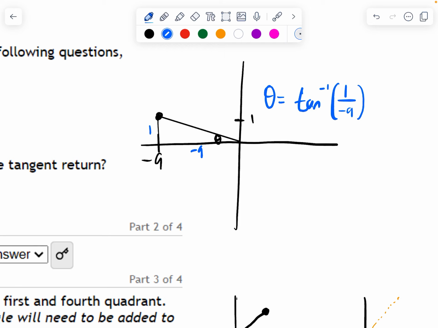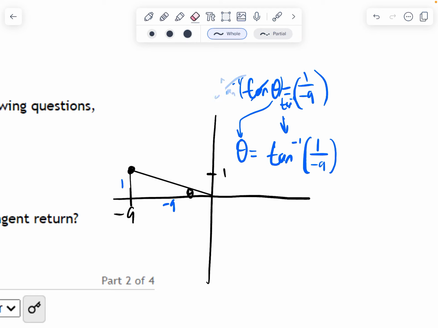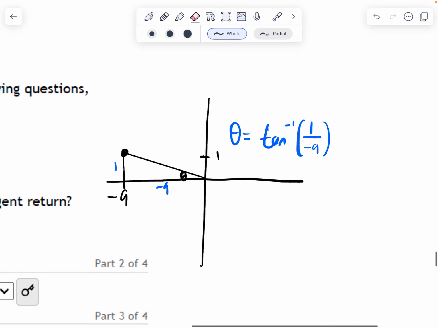Now the official setup, in case you're wondering how that was set up: we're saying tangent of the angle is the opposite over the adjacent. To undo tangent with its inverse, you take the inverse tangent of both sides, and that's how we got here, because tangents undo each other, leaving you with theta. I just cut that step out, but that's what we're doing.